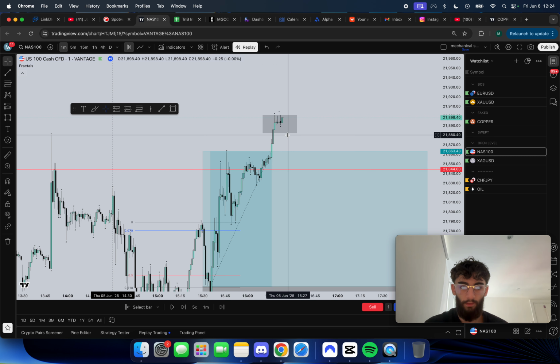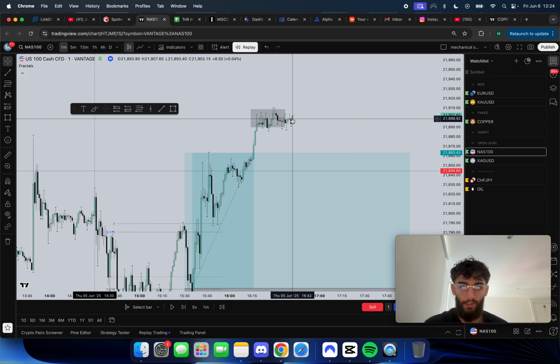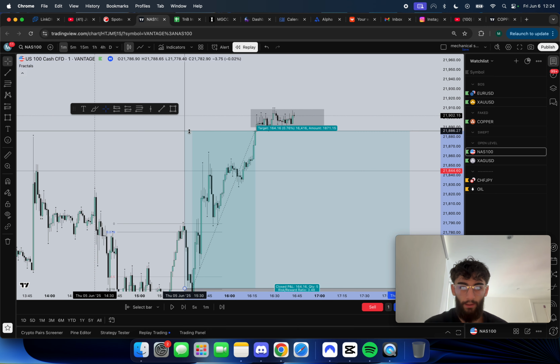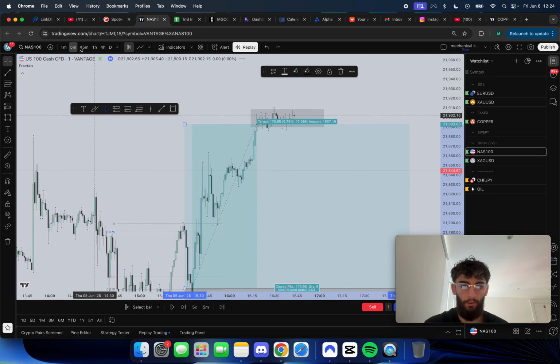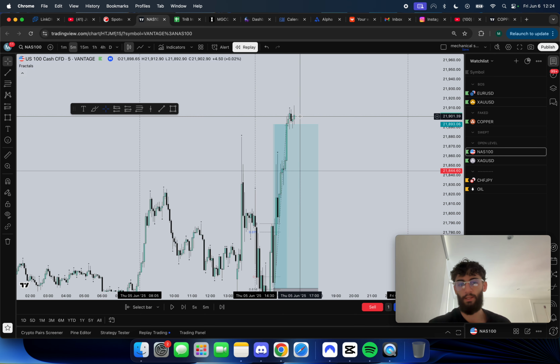Keep dragging it up to where the highest point was. Keep it going. And as you can see, we just about got wicked out there. I dragged that a little bit wrong, but I got about 3.67R when I did it on my broker. So that's how you do the trailing stop loss rule as well.